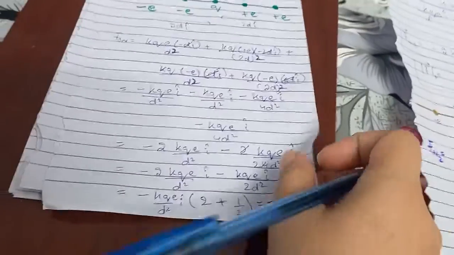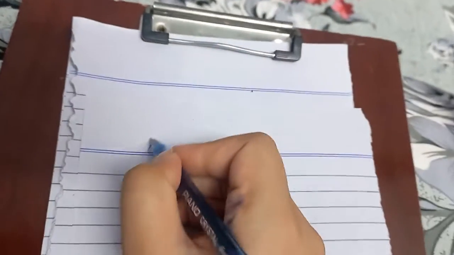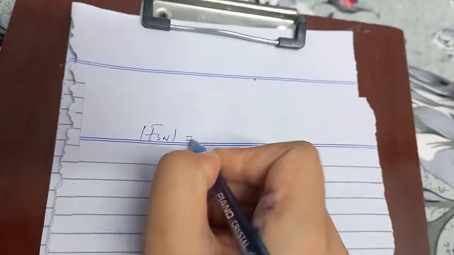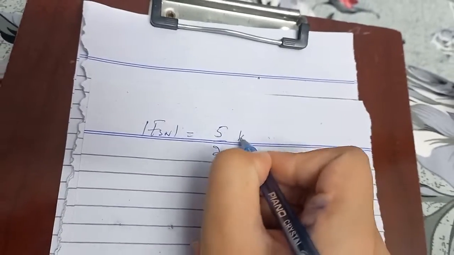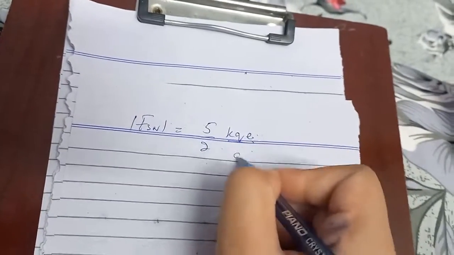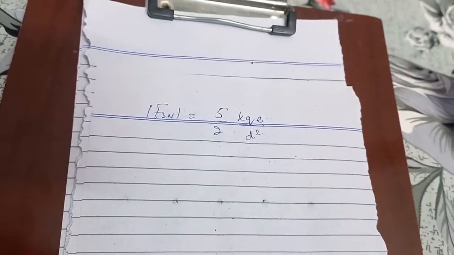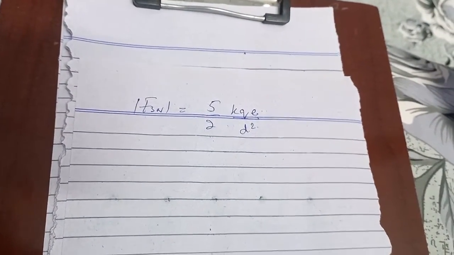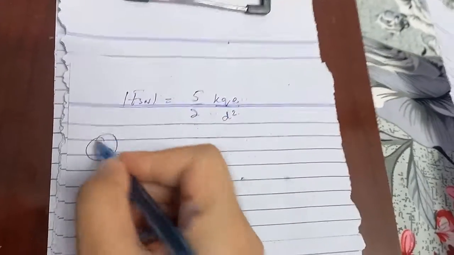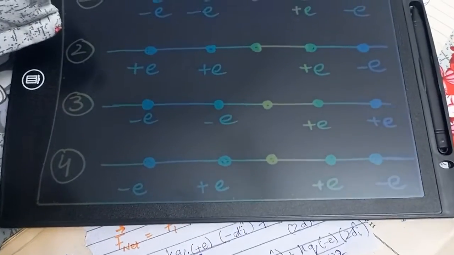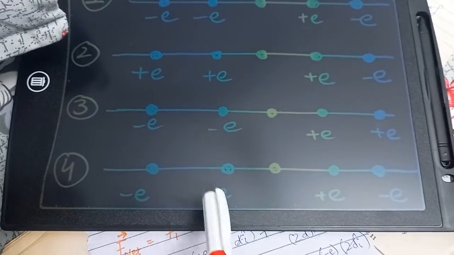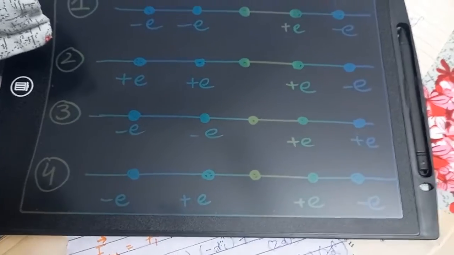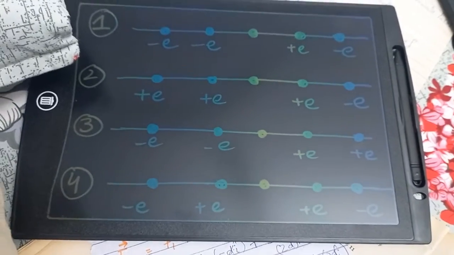Okay, and what's the magnitude? The magnitude that we got is F3, and magnitude is equal to 5 by 2 kqe over d square. This is the third situation's magnitude. Now last situation, the fourth situation. Here is the fourth situation. You can see negative e, plus e, negative e. That's the fourth configuration. Let me draw it.